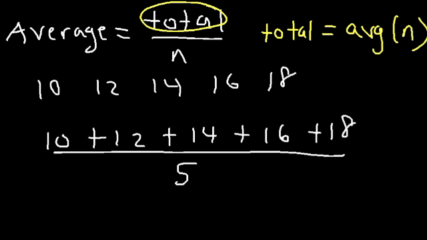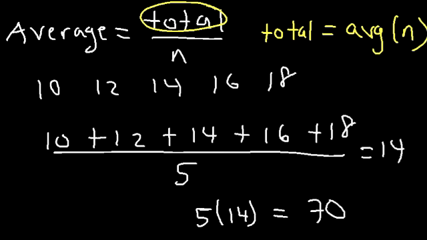Let's calculate the average. 10 plus 12 plus 14 plus 16 plus 18 divided by 5 is 14. So the average is 14. Also, 5 times 14 is 70. And 70 represents the sum of the 5 numbers.